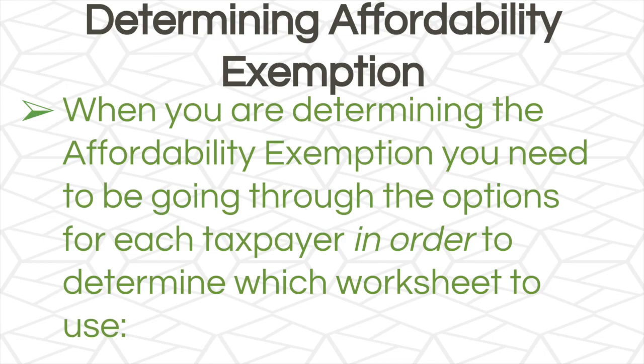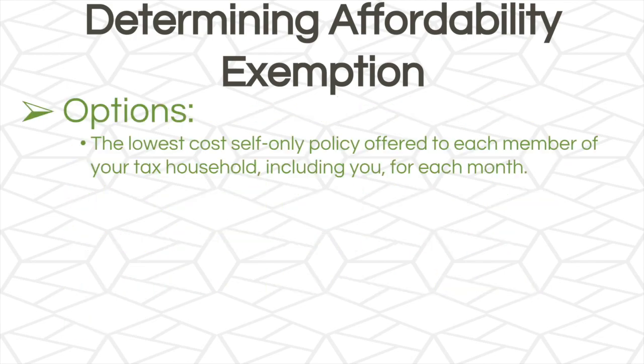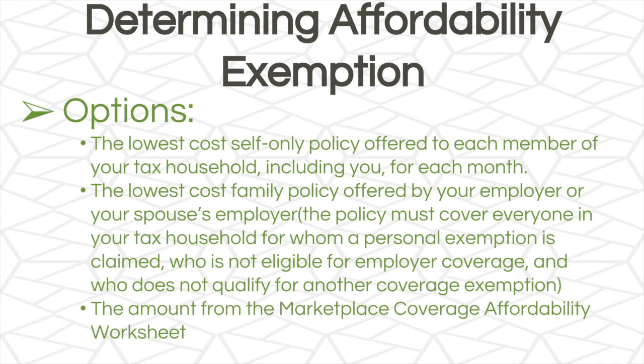Okay, so when you're determining the affordability exemption, we need to be going through these certain options for each taxpayer in order to determine which screening tool you're going to use. So basically, when you are asking about a taxpayer's situation to determine if they qualify for an affordability exemption, you go in order through these three options, and when you get to the situation that applies to the taxpayer, you stop. You do not move forward to see if the next one qualifies.